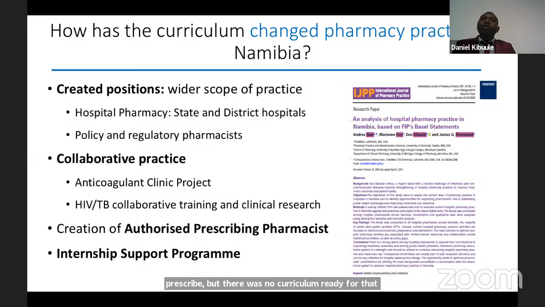Then to support hospital pharmacy, we have an internship support program with a clinical focus. During their pre-registration training, the university, through its clinical instructors, interacts with the interns or the pre-registration trainees. And I think also on this particular slide, you see this publication on an analysis of hospital pharmacy practices in Namibia based on the FIP's Basel statements, which brought out a number of issues that really will help us in advancing hospital pharmacy practice.